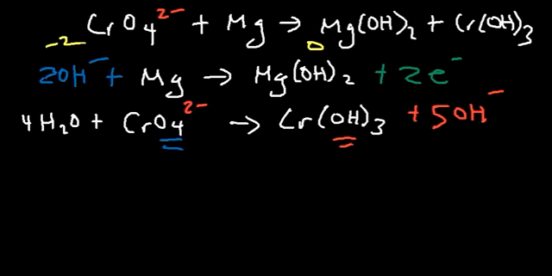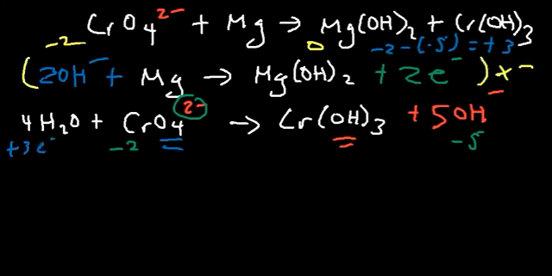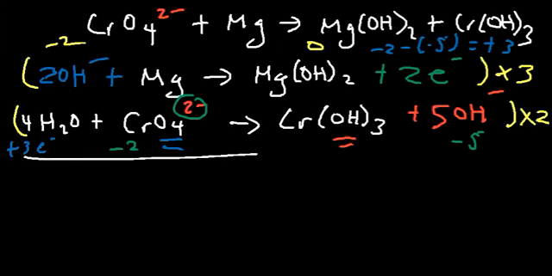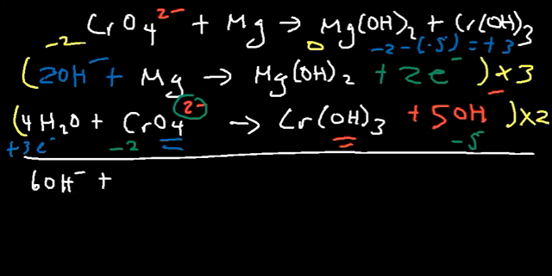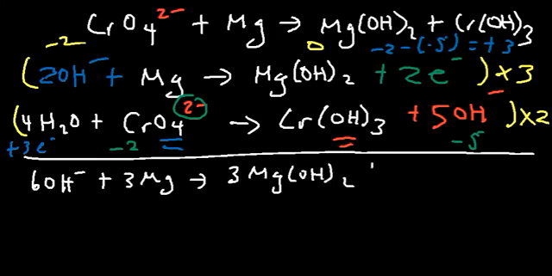So now let's balance the charges. So we have -2 on the left side, -5 on the right side. So -2 is larger than -5, and if we subtract them, -2 minus -5 is +3. So we need to add 3 electrons to the left side. So we got to multiply this by 3 and this by 2. So we can get 6 electrons on both sides. So now we have 6 hydroxide ions plus 3 magnesium atoms and 3 MgOH2 and 6 electrons.